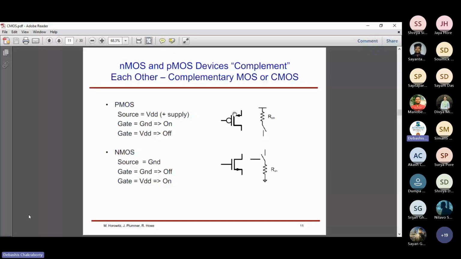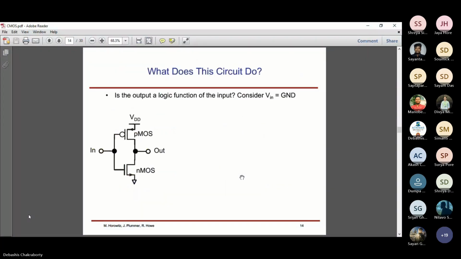Now for PMOS, this upper terminal is the source. Can you see that this is the source terminal, which is connected to the power supply, VDD. And for NMOS, this is the source terminal, so this source terminal is connected to ground. Now we are joining these two transistors. We're making a connection between the PMOS and NMOS, just like this. Follow this particular circuit. Can you see that?